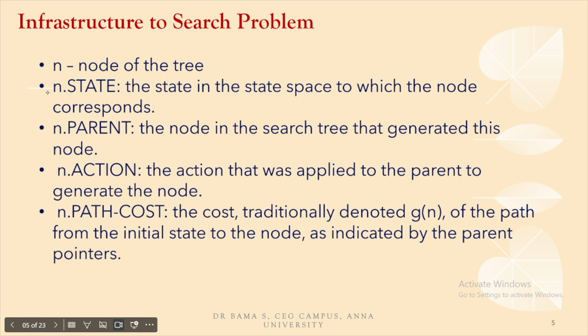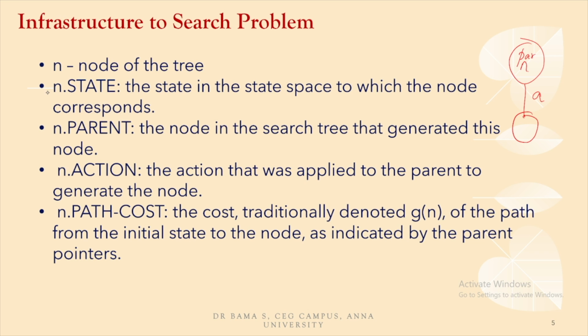If you remember the search tree, this is a node, and from this node we do an action. This is a parent node, we do an action, and this is a child node. This is another node and this is the action, and the path cost, typically, right now we are taking as 1.